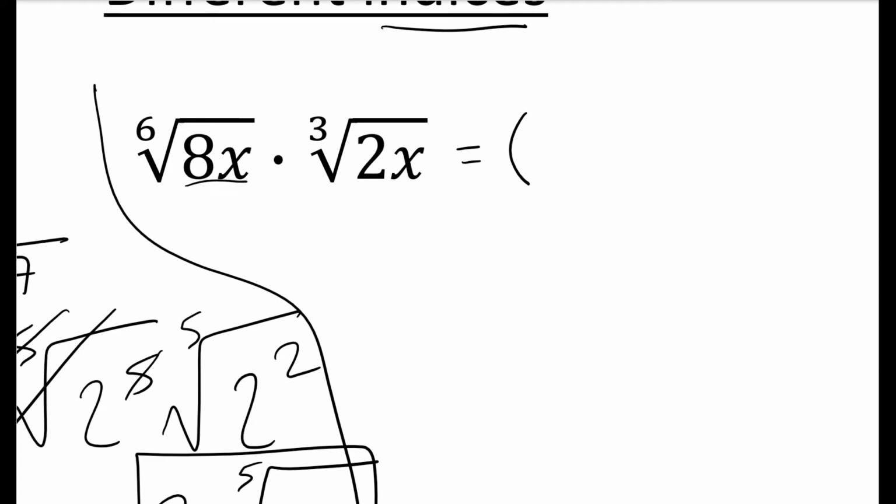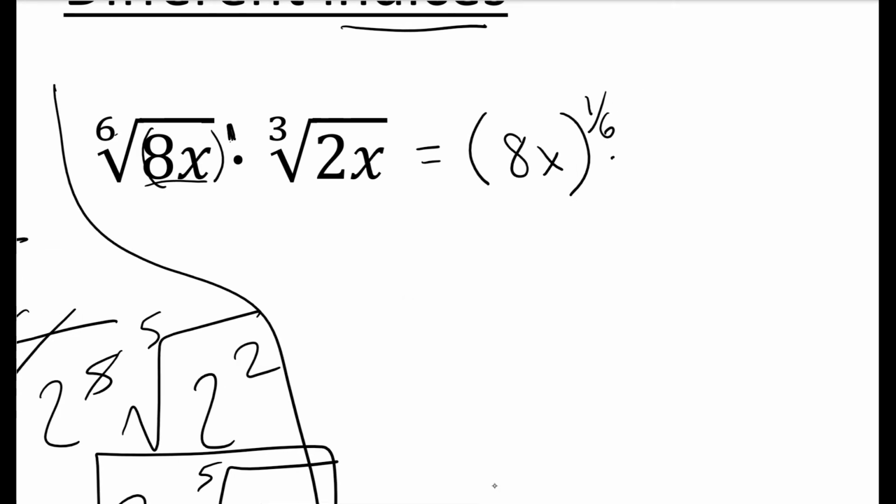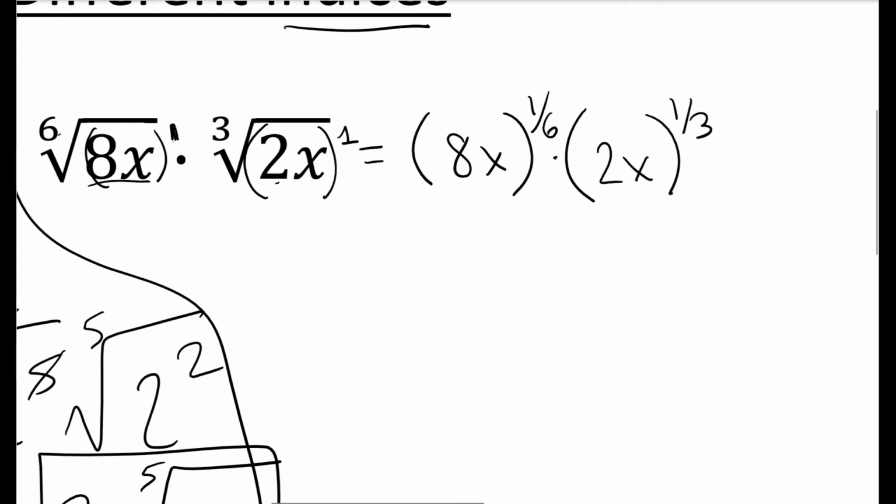So we have here 8x, and then this is raised to the invisible 1 power. Remember that the template, the way to convert it, is power over index. So this is actually raised to the 1 over 6 power. Now we're going to multiply by the other number, but we're going to convert this. This is raised to the invisible 1 power, and then the index is 3. So this is 2x raised to the 1/3 power. Again, you have to put the parentheses for this to be correct.